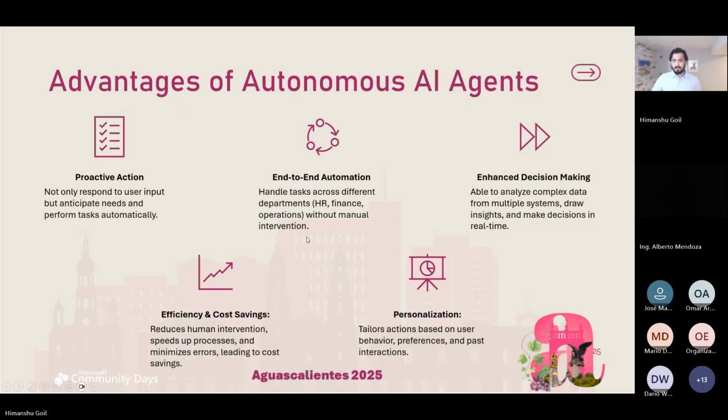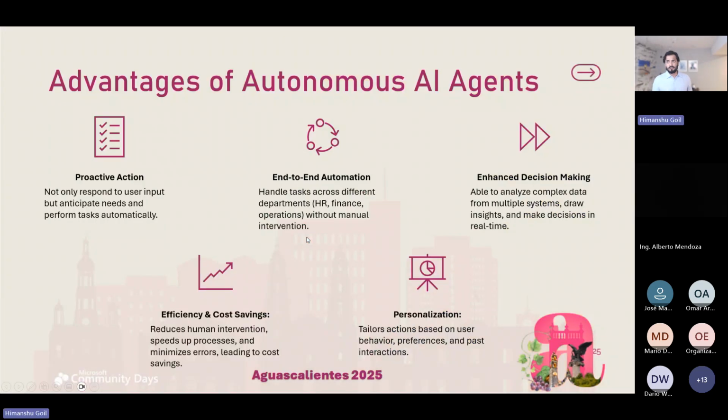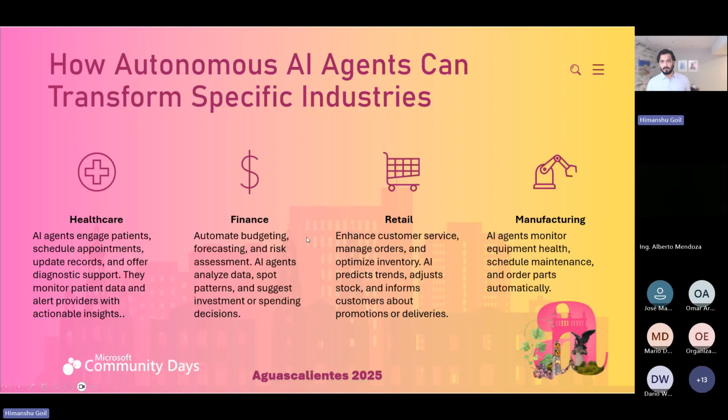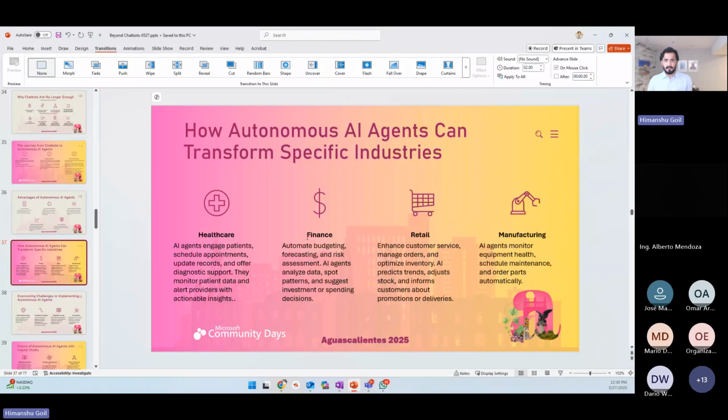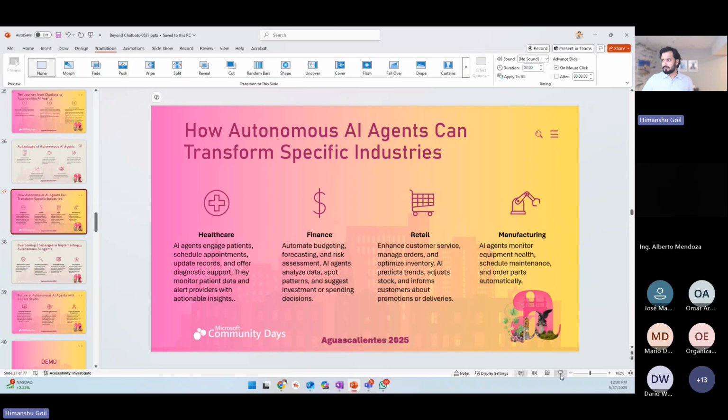Okay. So, real quick, some quick advantages of autonomous AI agents. I have talked about proactive action, end-to-end action, personalization, efficiency and cost savings, and enhanced decision making. We are almost halfway through the session here. Let's jump into some of these practical examples and use cases. Then maybe we could go through more slides. Let me go over this first.